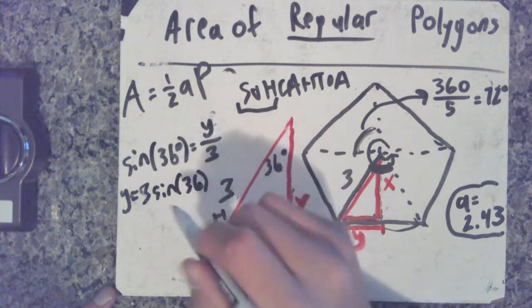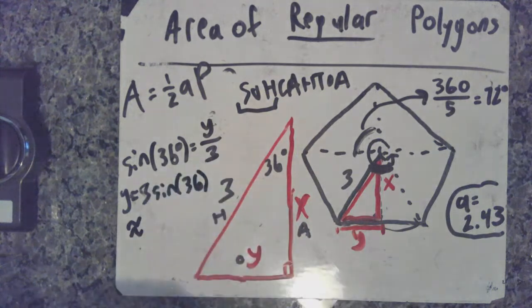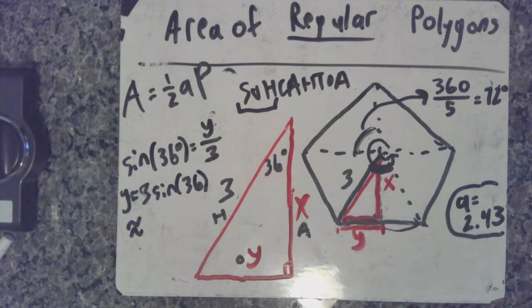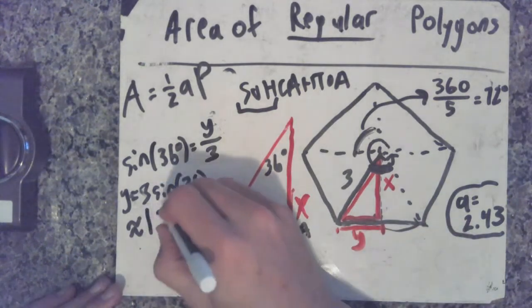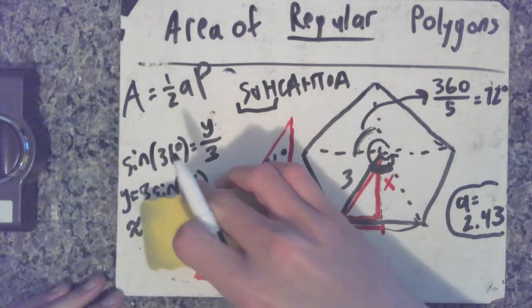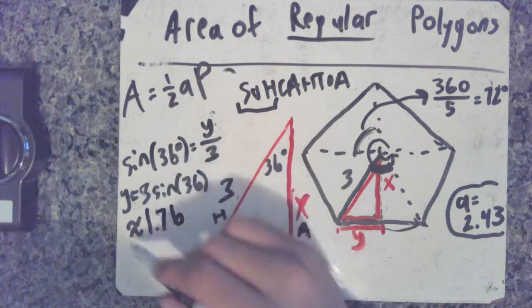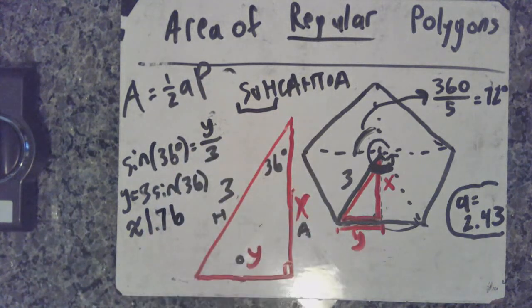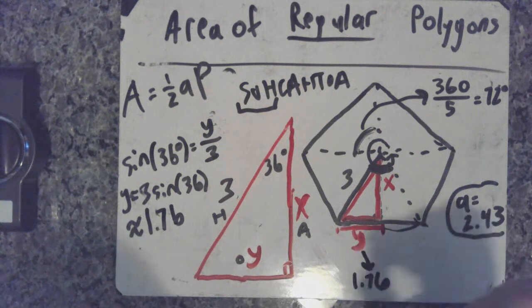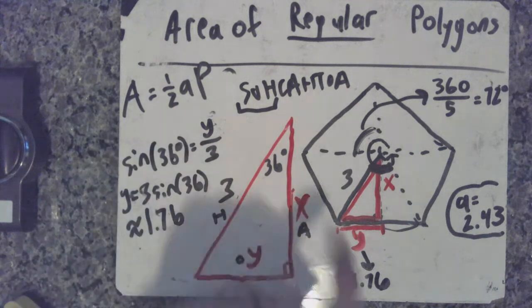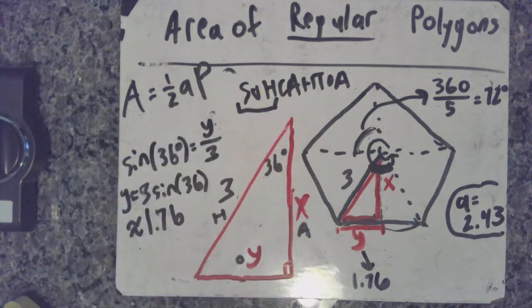And it should get you about, let's see, 3 times sine of 36 this time is going to get you about 1.76. Sorry, y is about 1.76. Now, just to remember it, I'm going to write that over here. So y happens to be about 1.76, and we're just going to round it. Now I have my y, my x, and again, that red triangle, super important.